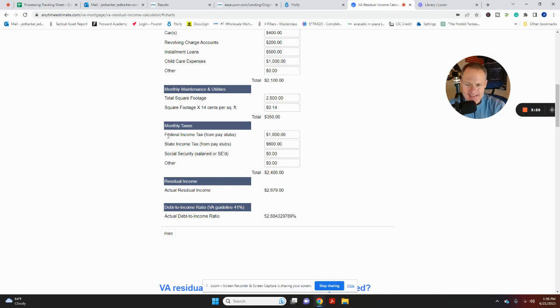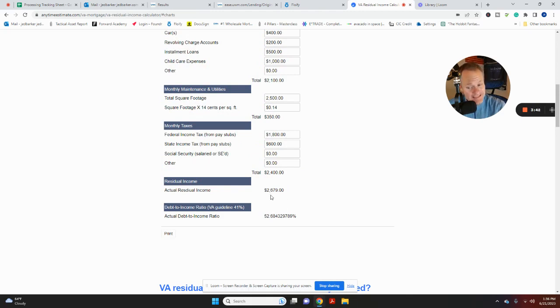So I went ahead and said, hey, federal taxes withheld a month are $1,800. State income taxes withheld every month are $600. So this is a total of $2,400 in taxes withheld a month. And this gave us an actual residual income of $2,679 and a DTI of 52%.